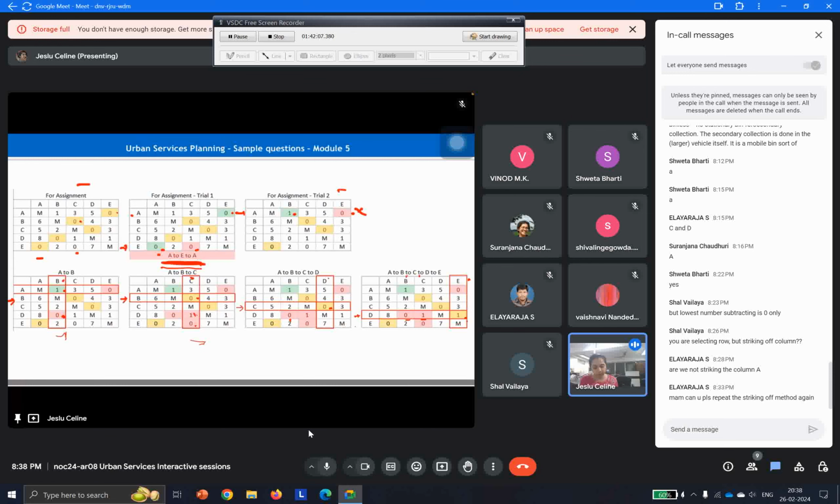Now from E, the value which is there is this 0, because the other is already striked off or blocked. Now we have got this 0, which means we will go to A. So A to B to C to D to E. Okay, is that clear? Yes, no? Any doubts?